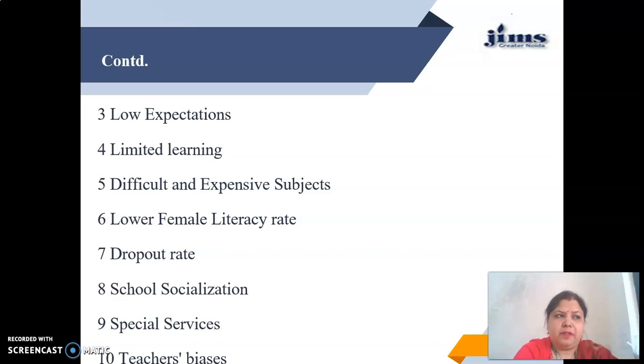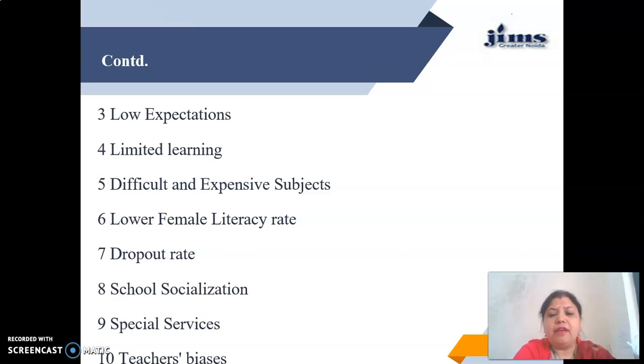Special services. Learning disabilities in case of boys are frequently and seriously taken up by the parents and school as compared to the girl students. Girls who sit quietly are ignored, and boys who act out are placed in special programs that may not meet their needs. And the last is teachers' biases.